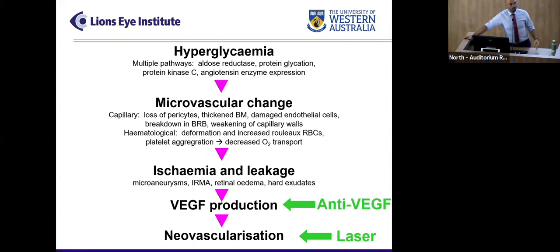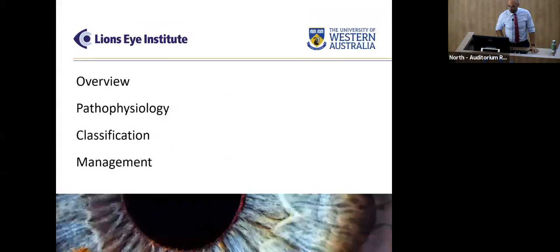And then if you have frank neovascularization in the eye, you need laser treatment. The back of the eye needs to be lasered to reduce the VEGF production and hopefully get rid of the new abnormal blood vessels. More about that towards the end as well. Any questions so far? Everyone happy? Okay, so let's talk about the classification of diabetic retinopathy now and why it matters.